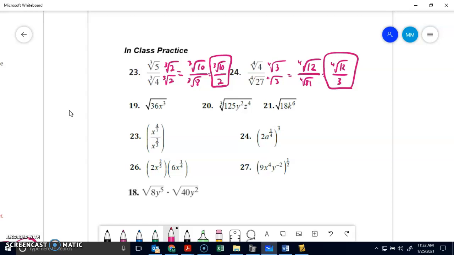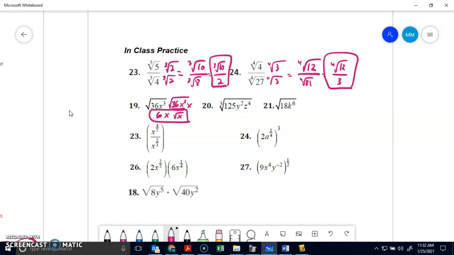We'll do some more review and practice from the last several days. So we're talking about the square root of 36 and 6. Break x to the third up into x squared and 1x. So the square root of 36 is 6. The square root of x squared is x, with an x left over inside.